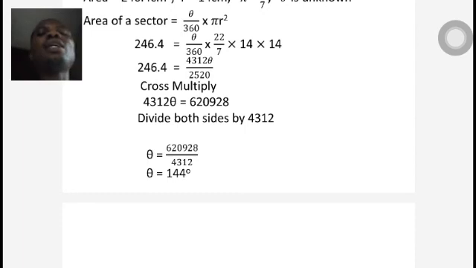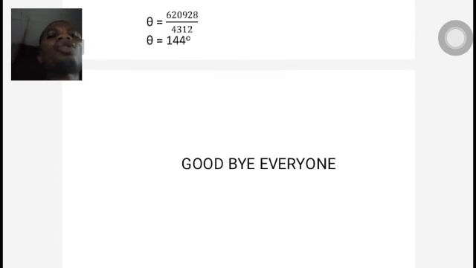So the angle of that sector is 144 degrees. That is exactly how to get the angle when you are given the area and you are given the radius of a sector. So we are going to stop here for today.